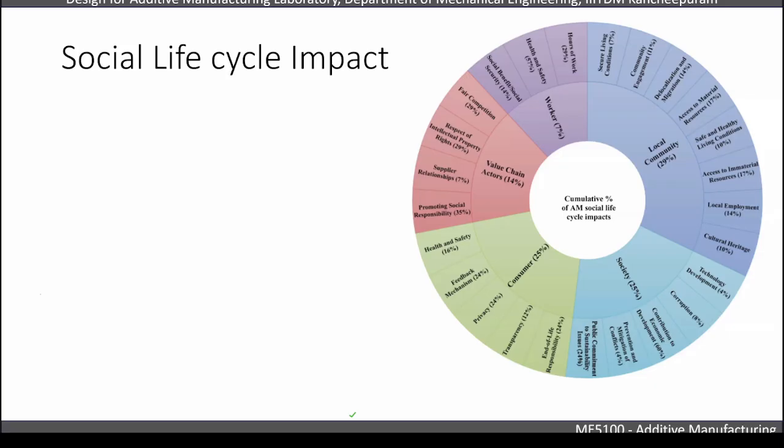So another important aspect which is less touched, as I said, is the social impact. In terms of additive manufacturing, the cumulative of all social life impact comes typically from community engagement, right? So for example, local community, society, consumer, value chain, and worker.